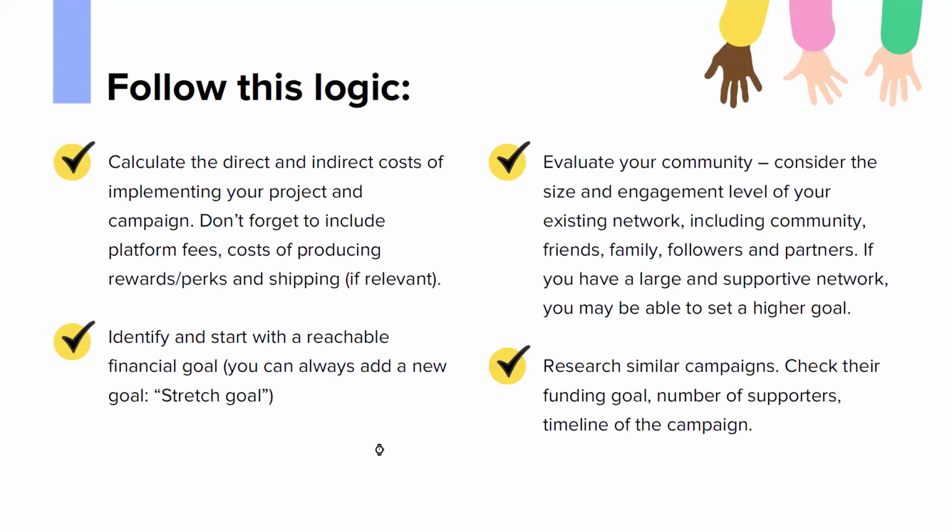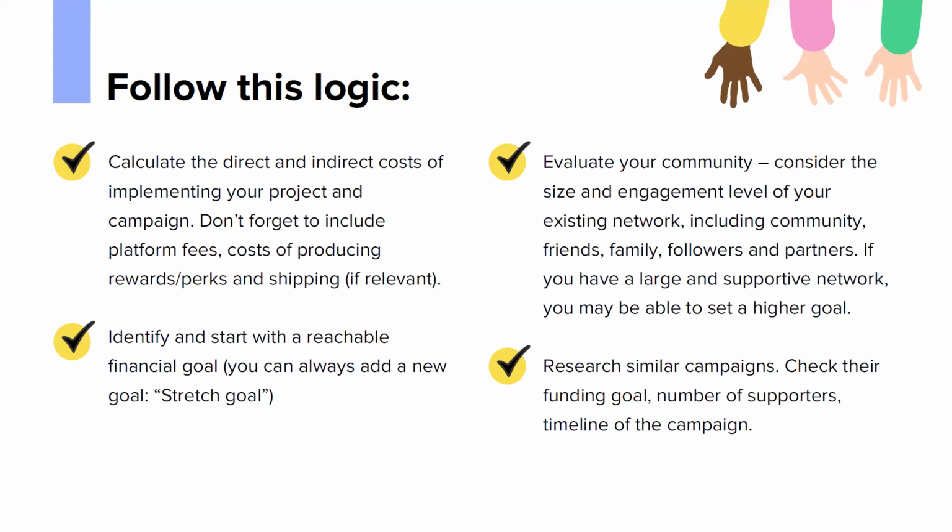When you're defining your financial goal, please follow this logic. Do your math. Calculate the indirect and direct costs of implementing your project and campaign activities. Have in mind to include platform fees, cost of production of rewards, perks, and shipping. This is only if you're going to include rewards in your campaign.